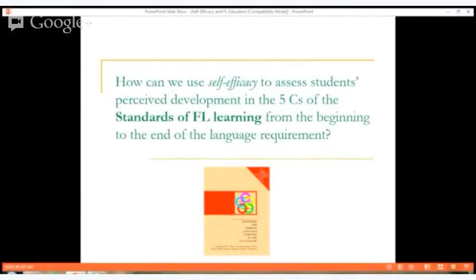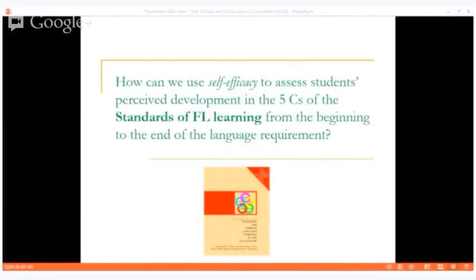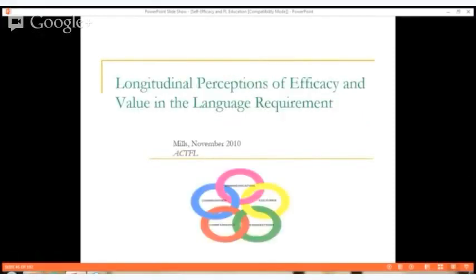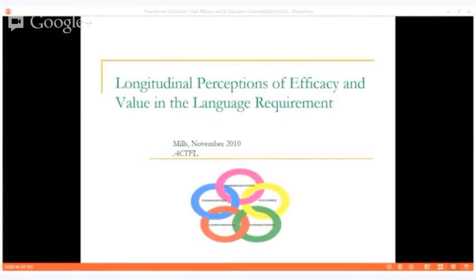So, another question. Now moving on to another type of study. How can we use self-efficacy to assess students' perceived development in the 5 C's of the standards of foreign language learning from the beginning to the end of the language requirement? A study that I worked on, this was at the University of Pennsylvania, was titled Longitudinal Perceptions of Efficacy and Value in the Language Requirement.